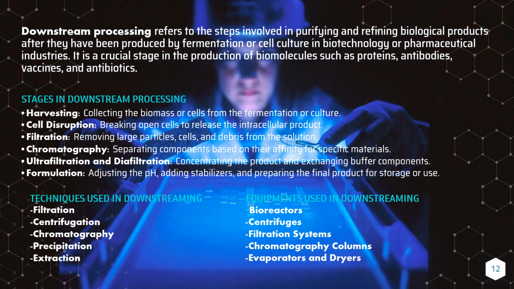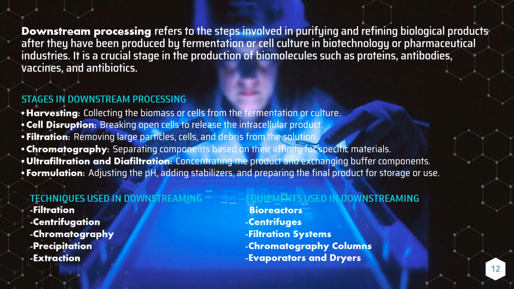Some of the stages in downstream processing. The first one is harvesting. Harvesting in downstream processing refers to the collection and separation of the desired product from biological source or fermentation broth. Downstream processing begins after cells or microorganisms have been cultured or fermented to produce the desired product. This can be enzymes, proteins, antibiotics, or other biochemicals.